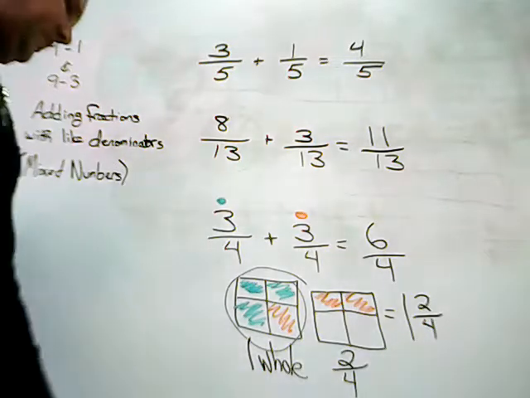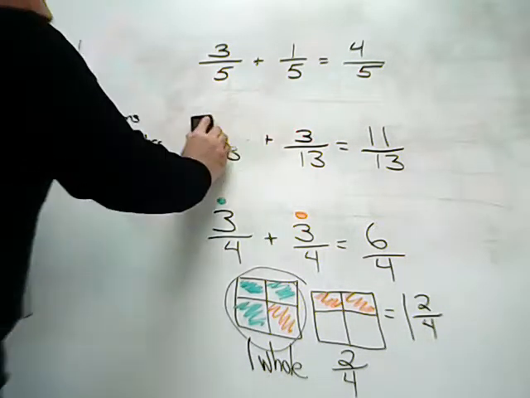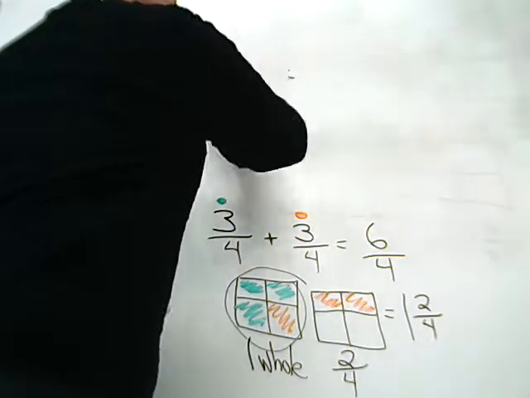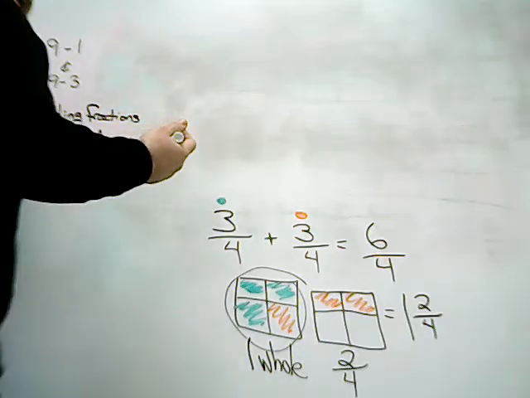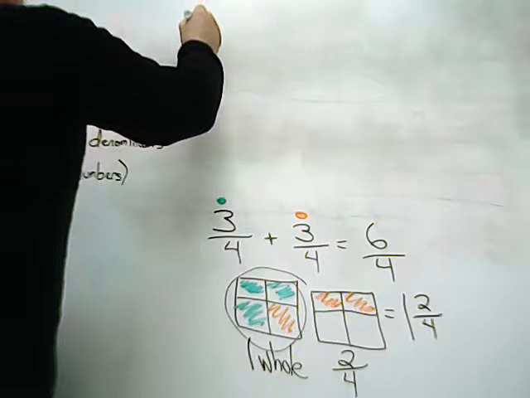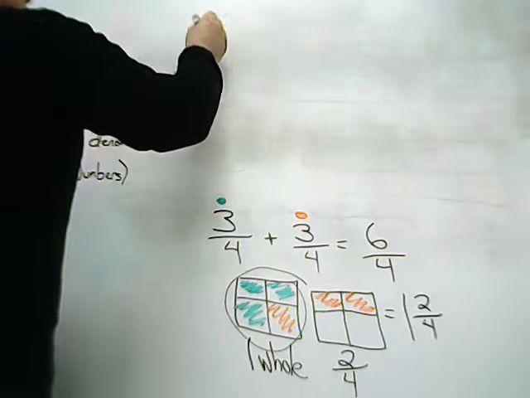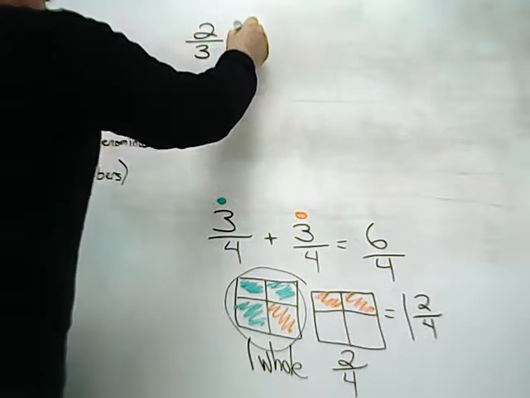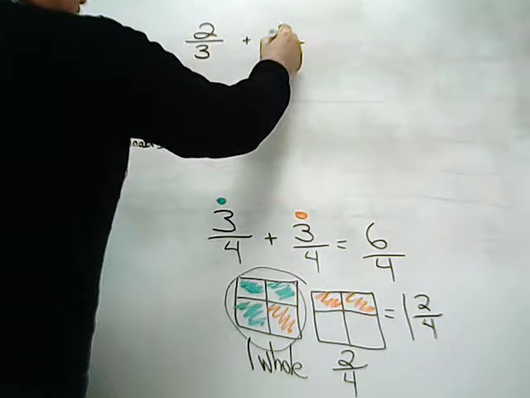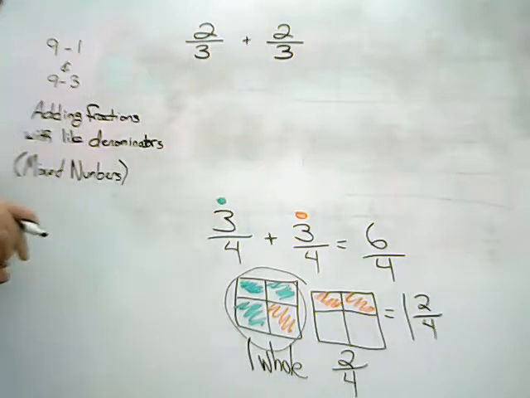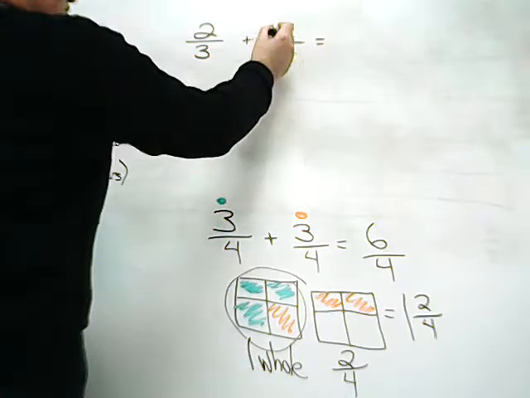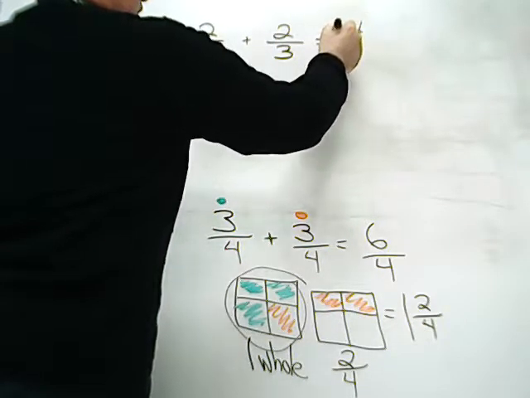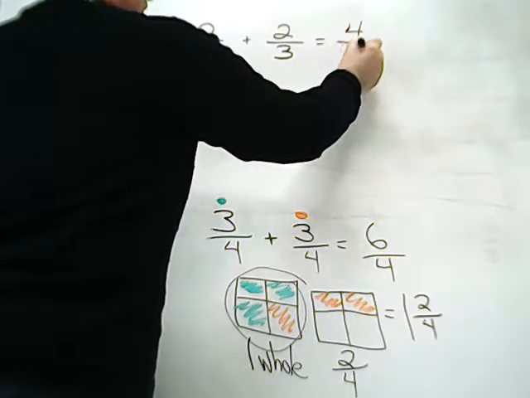Let me do one more example for you using the mixed numbers, using the pictures as illustrations to help you see how to do it. So we'll do the problems. Let's do 2/3 plus 2/3. If I were to just solve this problem, I would come up with an improper fraction of 2 plus 2 is 4, and my denominator stays the same.